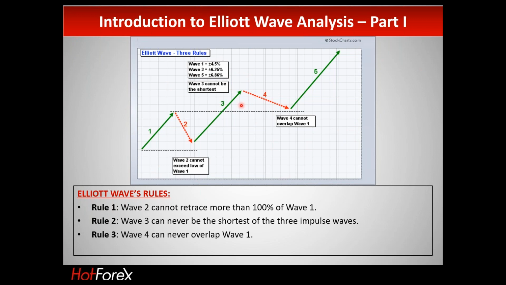So wave 4 cannot overlap wave 1, which means the low of wave 4 cannot exceed the high of wave 1. Wave 4 must be above the peak of wave 1. If it goes down below the peak of wave 1, that's wrong. That is when the bears have gained control, so it will continue to the downside, and we are not in an uptrend anymore. So always, wave 4 cannot overlap wave 1.